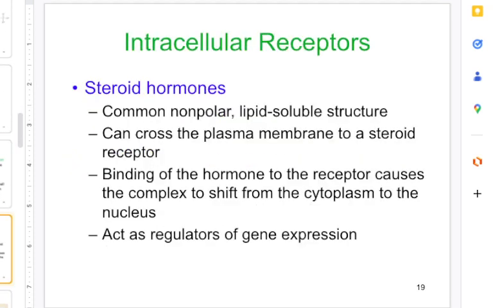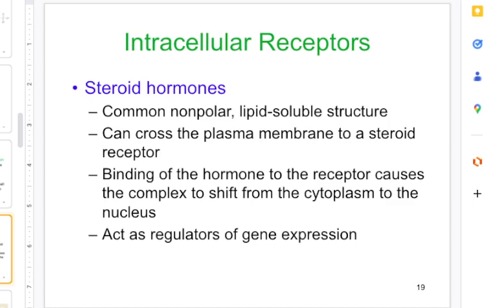Intracellular receptors, one example of these are hormones. Steroids are common nonpolar lipid structures, and they are embedded throughout the cell or plasma membrane. They can freely move across the plasma membrane and attach to a steroid receptor that is within the internal environment, or the intracellular fluid, or the intracellular space of the target cell where there is a receptor present. The binding of a hormone to the receptor causes the complex to shift from the cytoplasm to the nucleus.